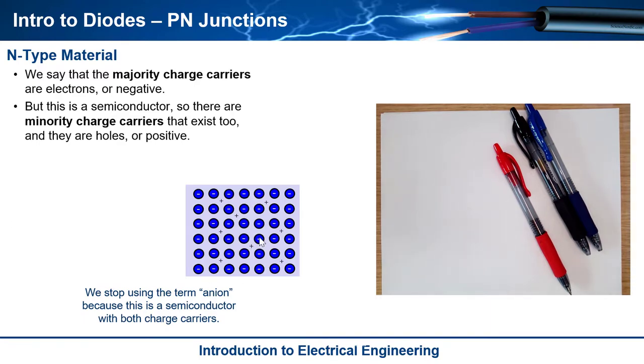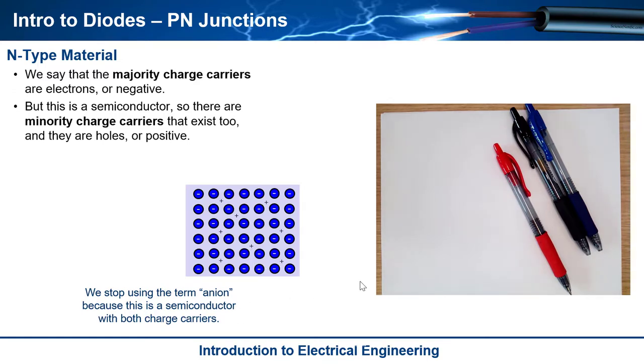Okay, so whenever you talk about semiconductors, you'll see this recurring theme where you have majority charge carriers and minority charge carriers. And we might not use it that much when we look at diodes, but you always want to talk about it like that so that you can be set up for the next big thing. So again, we don't call this an anion, we call this an n-type material because it is a semiconductor. It's a bunch of material that's not just one atom.